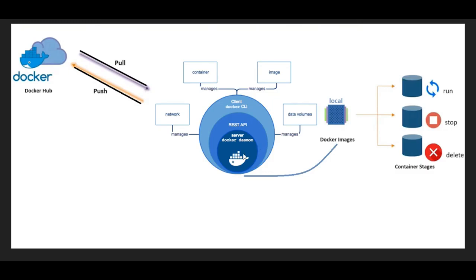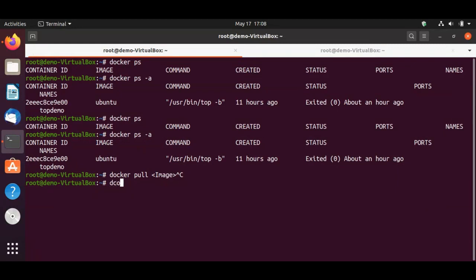Now pull can perform the first step, which is pulling the image from Docker Hub into your local repository. That is the work of the docker pull command. For example, if I want to pull Jenkins, I'll directly go docker pull jenkins, and that's it.